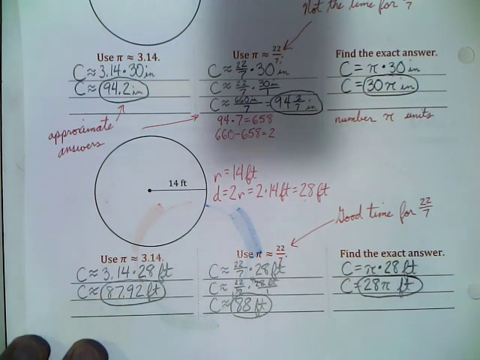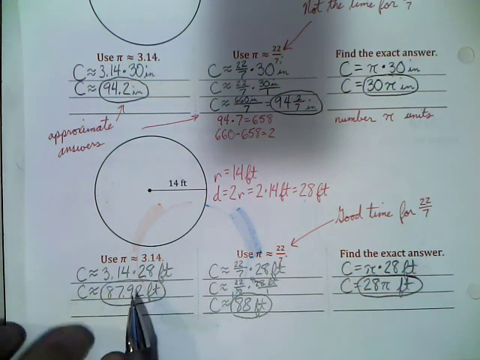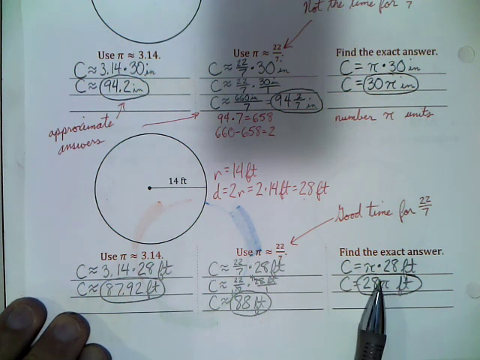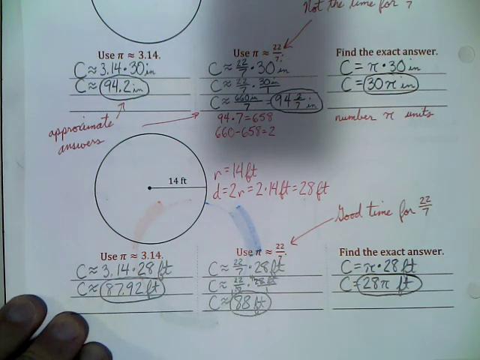So one last time, remember that if you're told to find the circumference, this is what you're doing. If you're told to find the circumference using 22/7, this is what you're doing. If you're told to find the exact answer, the exact circumference, this is what you're doing. And that, ladies and gentlemen, is the end of our lesson.